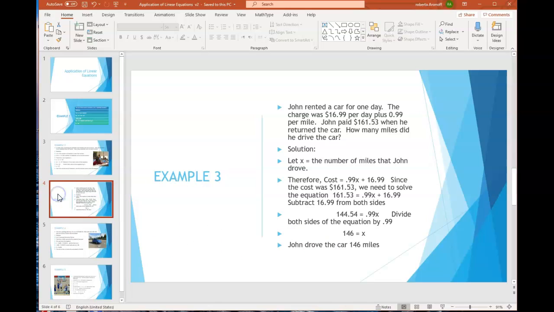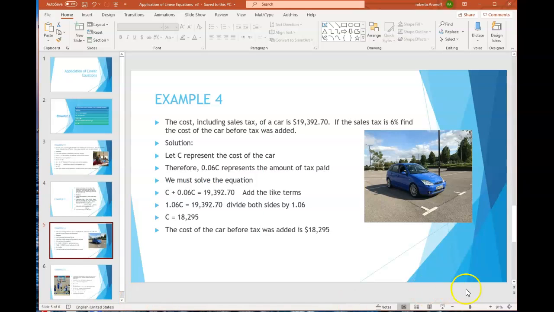All right, example 4. We're buying a car, ladies and gentlemen. The cost, including sales tax, of a car is $19,392.70. If the sales tax is 6%, we want to find the cost of the car before the tax was added, because this represents the cost of the car plus the sales tax. So I'm going to say C represents the cost of the car, and that tells us the amount of tax we paid would be 6% times the cost of the car.